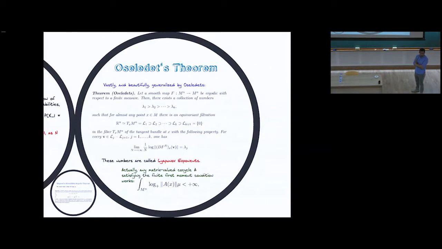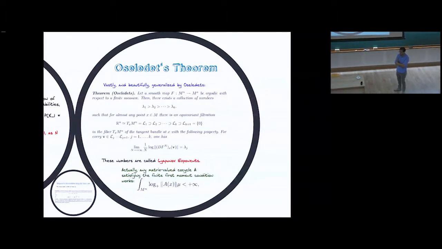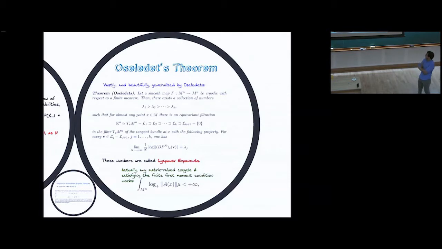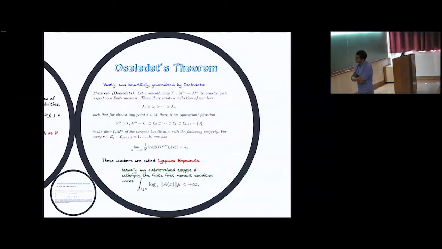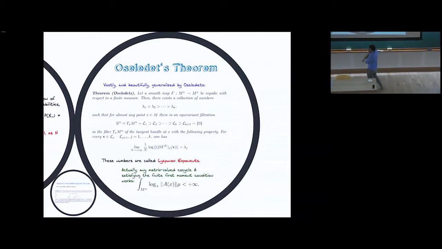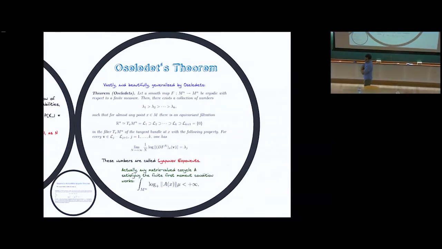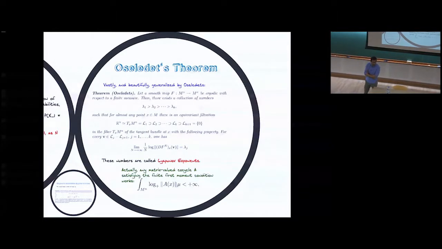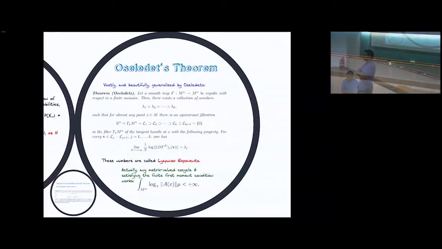So if you take a vector at random, it grows like lambda 1, but if you take it in the complement of lambda 1, it grows like lambda 2, and so on all the way down. Raghunathan's book actually has a very nice proof of this. These numbers are called Lyapunov exponents. And actually, any matrix-valued cocycle, it doesn't have to be the derivative cocycle, satisfying this log integrability condition, works.